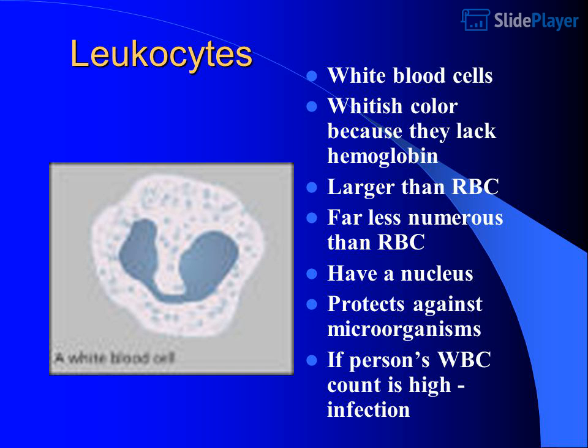Leukocytes, white blood cells. Whitish color because they lack hemoglobin. Larger than RBC. Far less numerous than RBC. Have a nucleus. Protects against microorganisms. If a person's WBC count is high, infection.